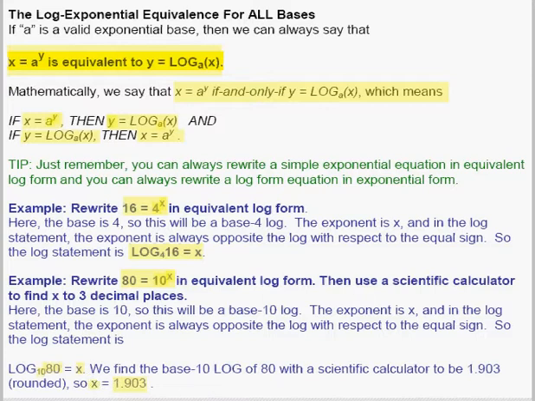X equals 1.903, which is kind of what you'd expect, because in our original equation 80 equals 10 to the x, 10 squared is 100, 10 to the first is 10. We know our answer is going to be between 1 and 2, and it's going to be somewhat close to 2. So our answer of 1.9 makes sense.